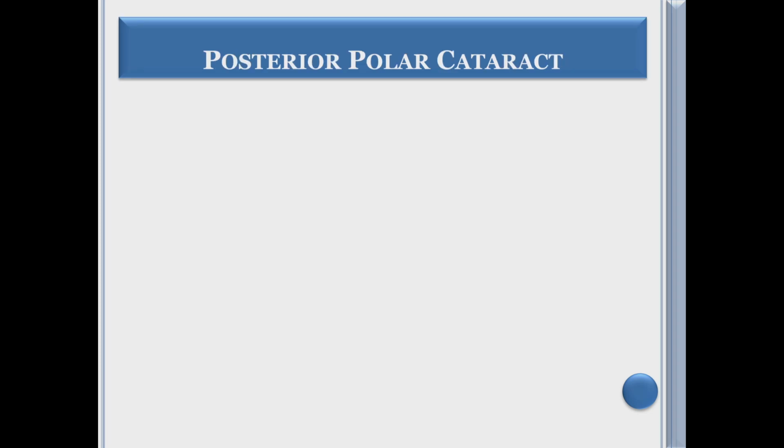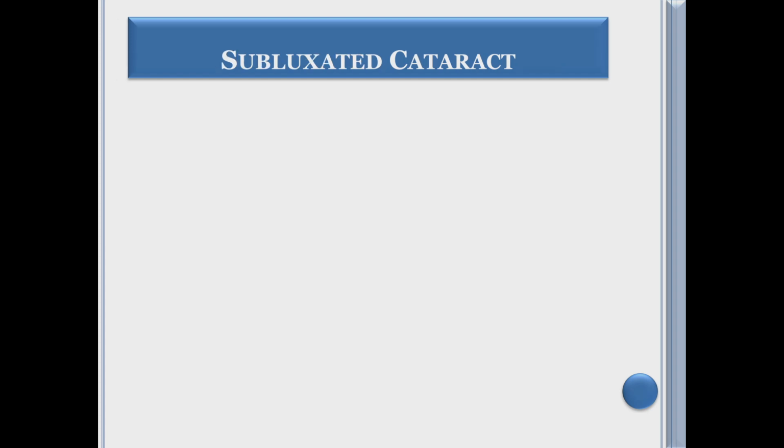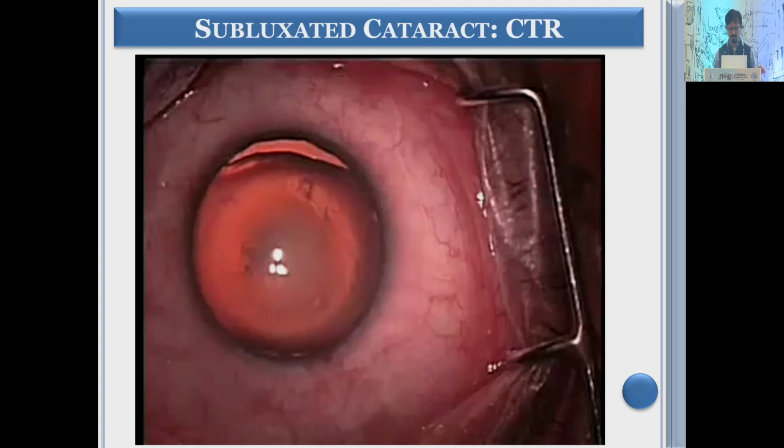Since Dr. Namrata is not here, she will be talking about posterior polar cataract and cataract surgery in eyes with corneal opacity. And in cataract, I'll be taking care of the subluxated cataract and another scenario. So let's first talk about subluxated cataract. You all must have faced the scenario of subluxated cataract, wherein there is zonular deficiency.